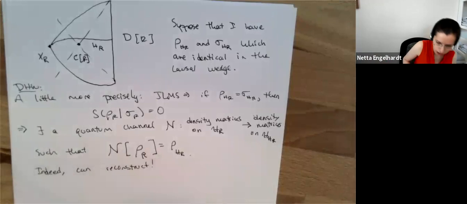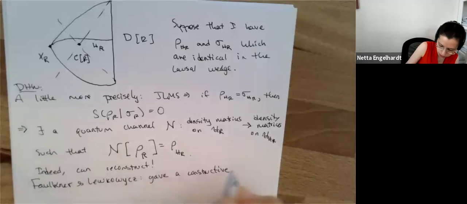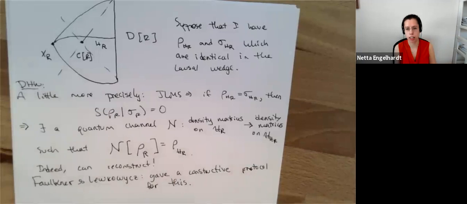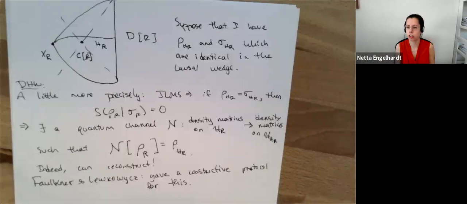And in fact, Faulkner and Lewkowycz gave a constructive protocol for this. It's inspired by HKLL, but everywhere where you would normally use the boundary Hamiltonian, you end up using the modular Hamiltonian. So it's more complicated and more non-local, but it works in a very analogous way. Now there have been enough questions about subleading corrections that I should probably begin to address that. But let me ask if there are questions first on just the first order quantum corrections, just quantum fields propagating on a curved background.